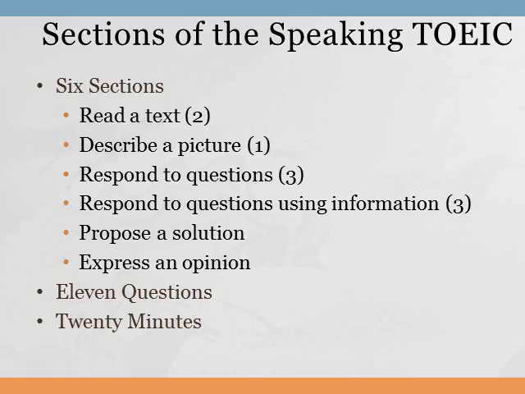There are 6 sections to the speaking TOEIC. The first section is to read a text. In this section you will be given words on the screen and you have to read them. You do have a little bit of time to prepare. In the real speaking TOEIC, there would actually be 2 of these on a test.